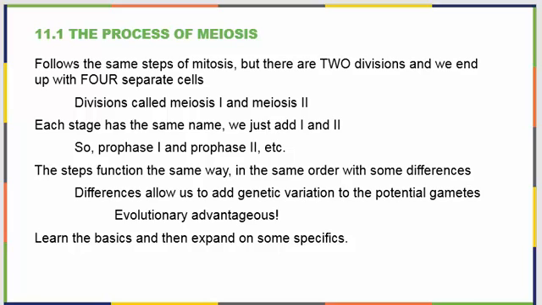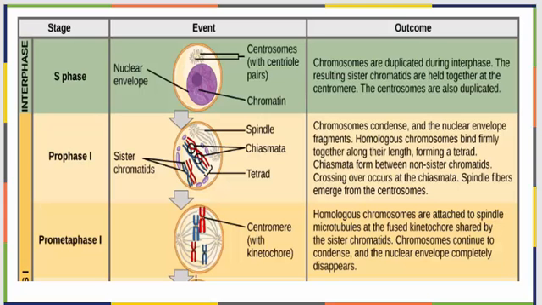Let's learn the basics of the stages of meiosis, remind ourselves essentially what mitosis looks like, and then expand on some of the specifics. The precursor to meiosis 1 is interphase. Chromosomes are duplicated during interphase. The resulting sister chromatids are held together tightly at the centromere. In prophase 1, the first step of meiosis 1, the chromosomes condense and the nuclear envelope fragments. Those homologous chromosomes are going to bind together firmly all along their length, and we say that they form a tetrad because there are now 4 chromosomes. There's a chiasmata that forms between the non-sister chromosomes, and crossing over occurs at this chiasmata. We'll talk about this in just a second.